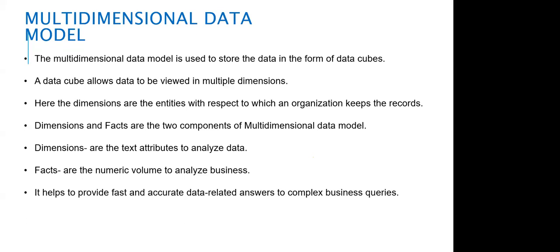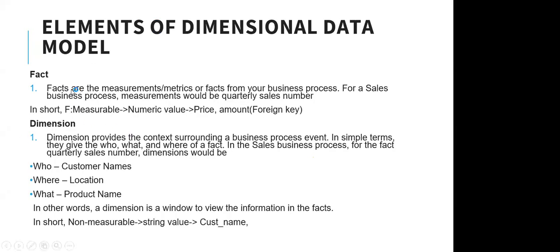If you're storing the data as numeric, those are facts, the measurements or metrics from your business process. Let's consider I have sales. In the sales table, I have a sales number, which is one of the columns. That column I could call a fact. Why? Because the sales number column is a kind of measurement, right? So the sales number column will be considered a fact.